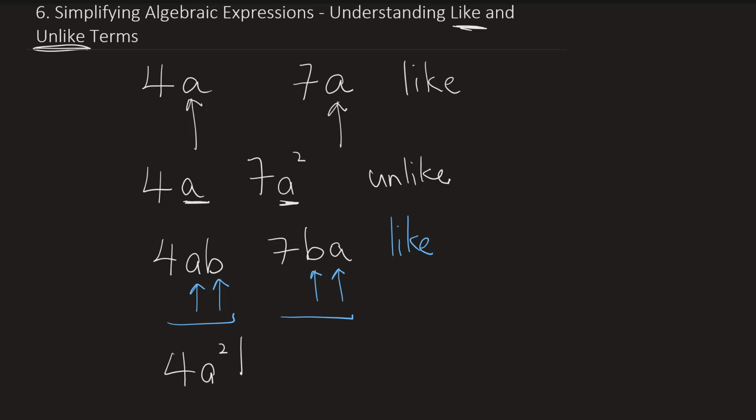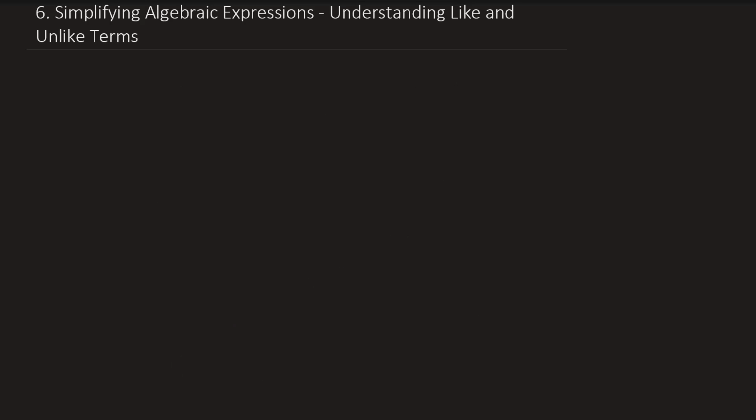One last one, 4a squared b and 7b squared a. In the first term, the variables are a squared and b, and in the second one, b squared and a. They are not the same, and so these are unlike terms. Recognizing like terms is useful because we can add and subtract like terms.